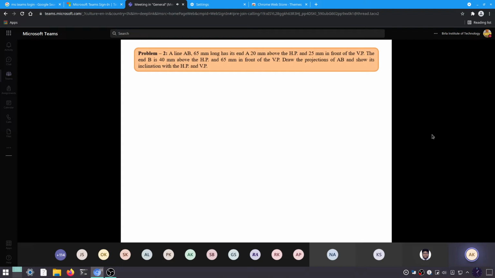So, what data do you have in the question? The true length is given and the location of A and B both are given, but theta and phi are not given, right? Yes, sir. When you know the location of A and B, there is no need of theta over here, right?